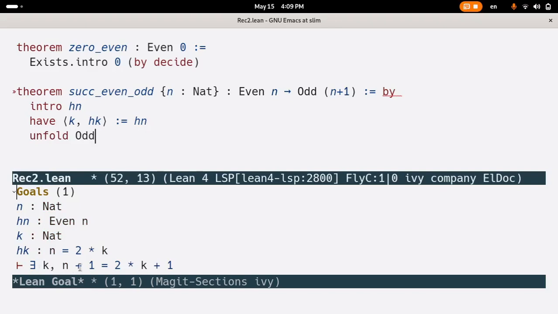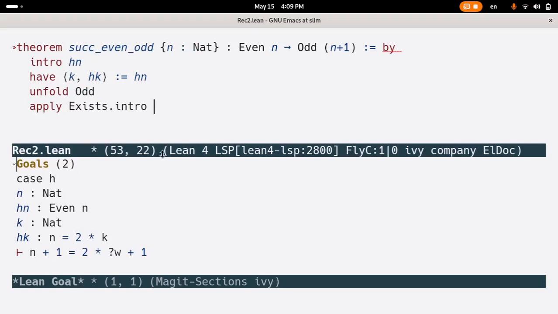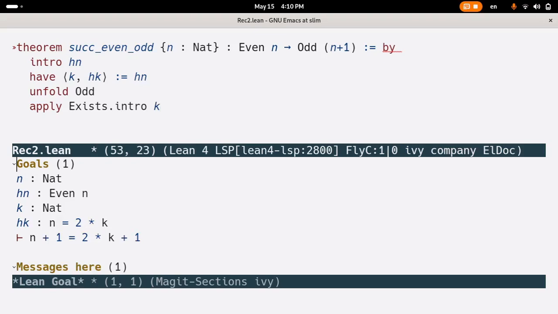We can use the unfold tactic to unfold the definition of odd in the goal. This is not necessary, so we can now apply exists.intro and provide a witness. In this case, the witness is simply k.